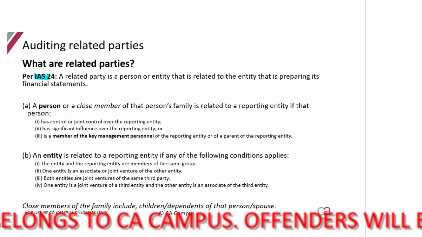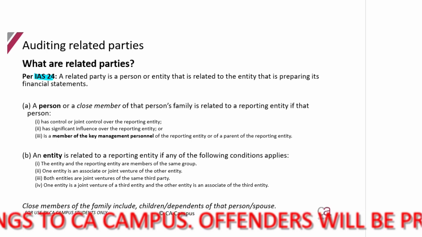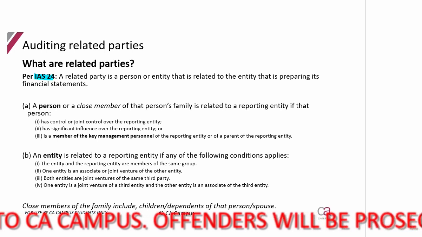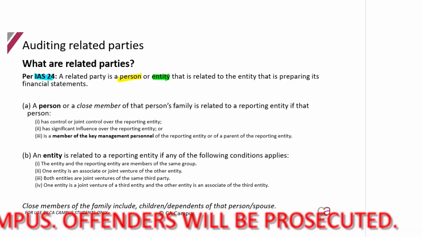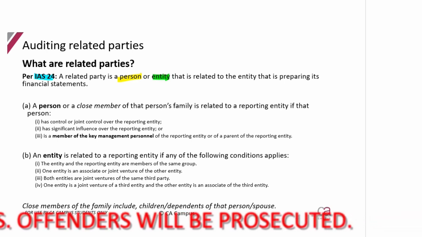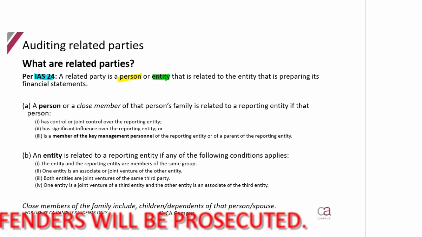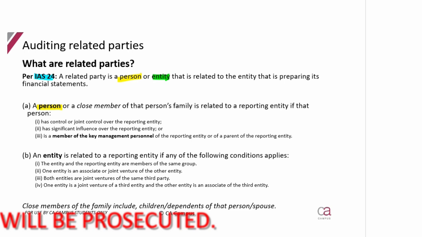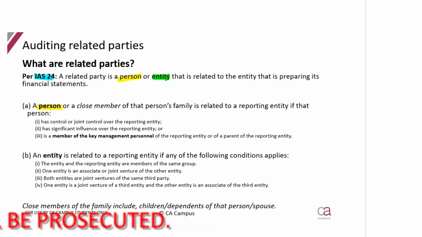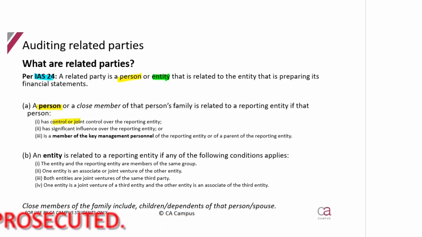Per IAS 24, so your accounting standard, a related party is a person or an entity that is related to the entity preparing its financials. Okay, so then how do they define the relation? Well, if it's a person or a close member of that person, you will be related to the entity if you've got control or joint control over the entity, significant influence over the entity, or you are a member of key management for that entity.